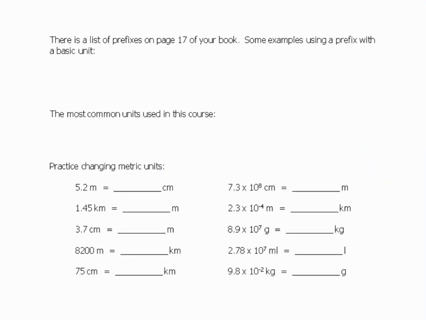There is a list of prefixes on page 17 of your book. If you don't have the book in front of you, Google is a powerful tool. It will tell you all of the metric prefixes. It'll give you a table, so take a look there. But if you have your book with you, it's on page 17. So looking at page 17, some examples of a prefix with a basic unit.